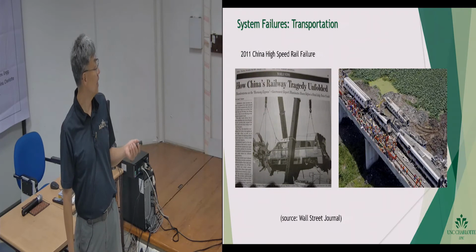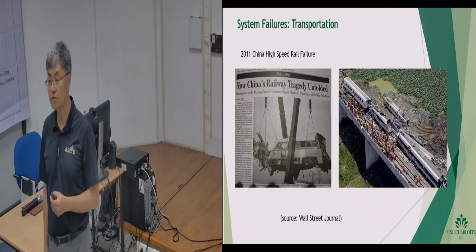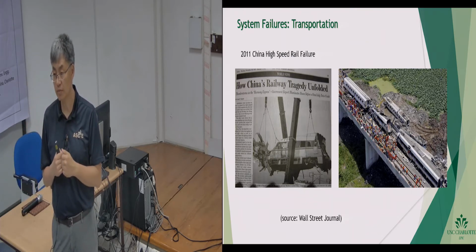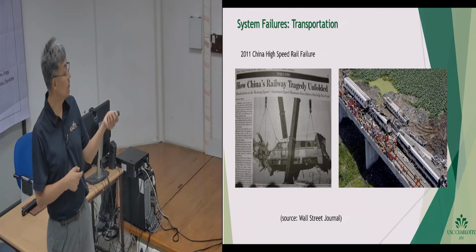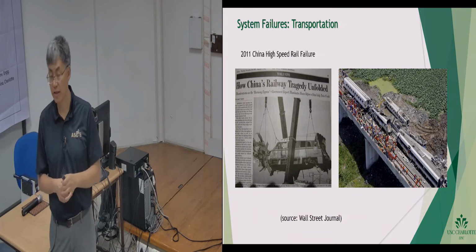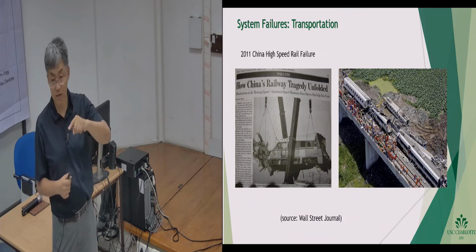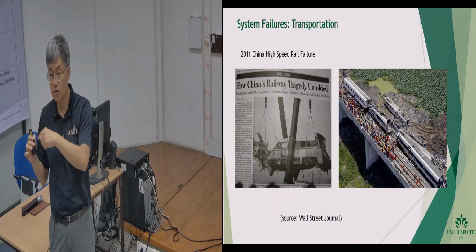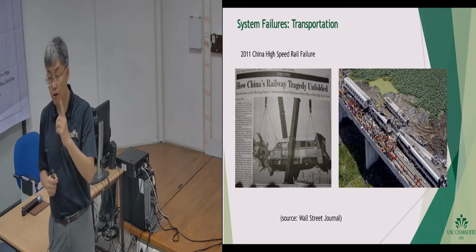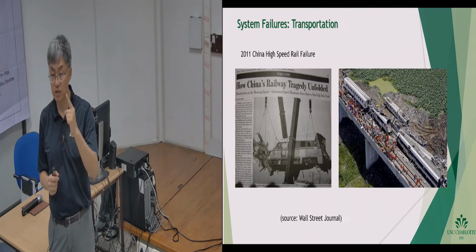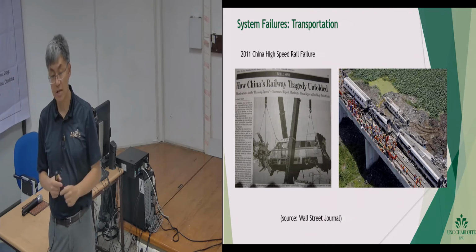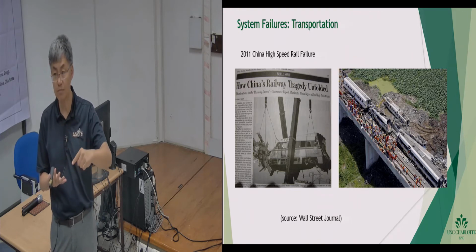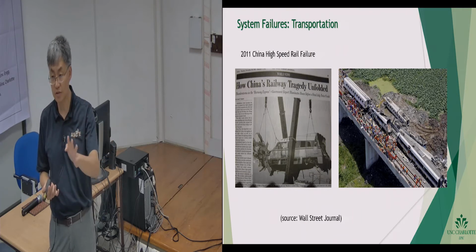There is another kind of system failure, and that is from our own engineering problem. This is 2011, one of the high-speed trains in China that failed. This is the route from Shanghai to Beijing, the two largest cities in China. At that time, if you took the train from Shanghai to Beijing, it took 7 hours, running at 300 kilometers per hour. They wanted to reduce the time, so they designed the train to run at 380 kilometers per hour. That would cut the time down to 4 hours.